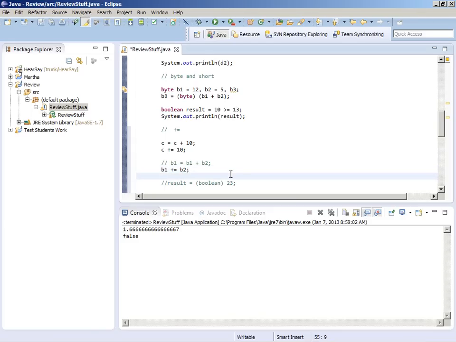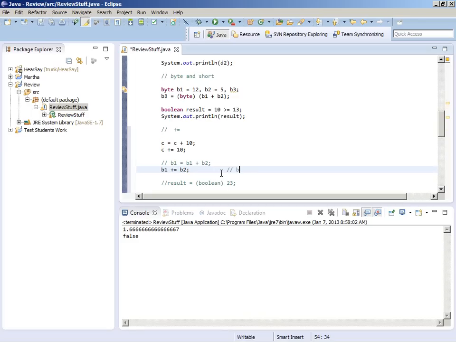So this shouldn't compile, right? Because b1 plus b2 is an int and we cannot assign that to a byte. But this one does compile and it does run. So when we expand this and we get C plus 10, it's not exactly what happens.